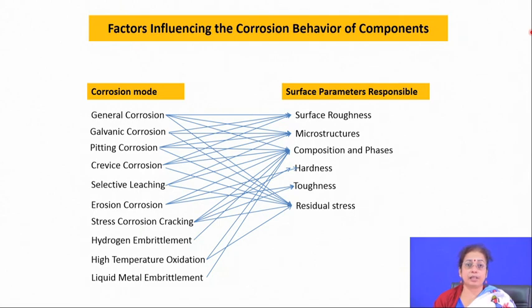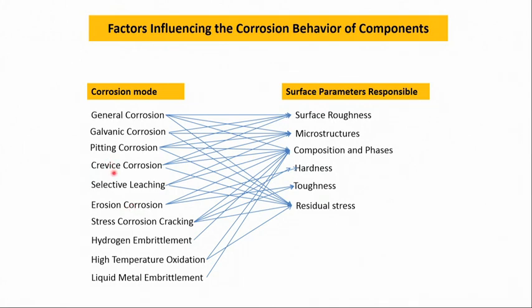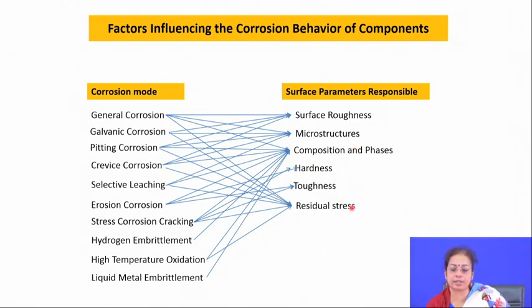For example, till date we have discussed 3 types of corrosion. One is aqueous corrosion, second is high temperature oxidation, third is liquid metal corrosion. In aqueous corrosion, again different modes are there, 8 different modes: general corrosion, galvanic corrosion, pitting corrosion, crevice corrosion, selective leaching, erosion corrosion, stress corrosion cracking and hydrogen embrittlement. The surface parameters which control the corrosion kinetics are surface roughness, microstructure, composition and phases, hardness, toughness and residual stress.